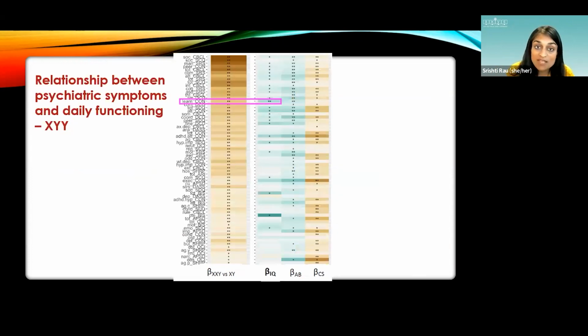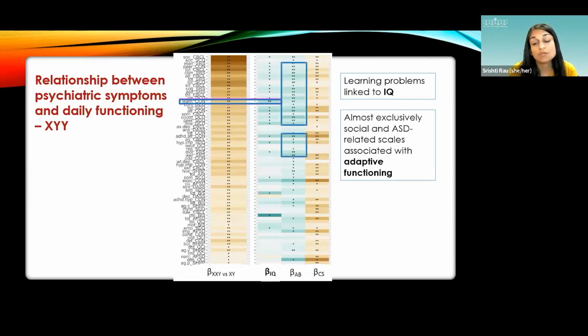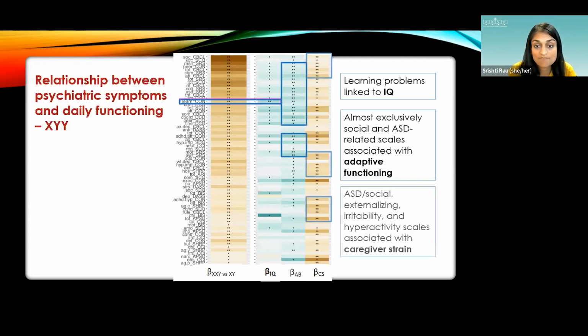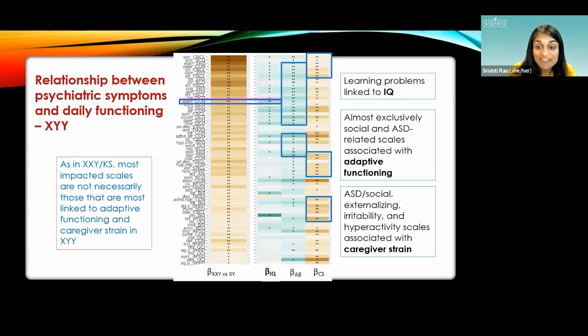All right, so now we're going to walk through that same type of analysis for XYY. As with the Klinefelter's group, learning problems was also the most associated with IQ in XYY. And almost exclusively social and autism-related scales were associated with adaptive functioning. And autism, social, externalizing, irritability, and hyperactivity scales were associated with caregiver strain in XYY. And again, as with Klinefelter's, we see that the most impacted scales are not necessarily the ones that are most linked to some of these outcomes, such as adaptive functioning and caregiver strain in XYY.